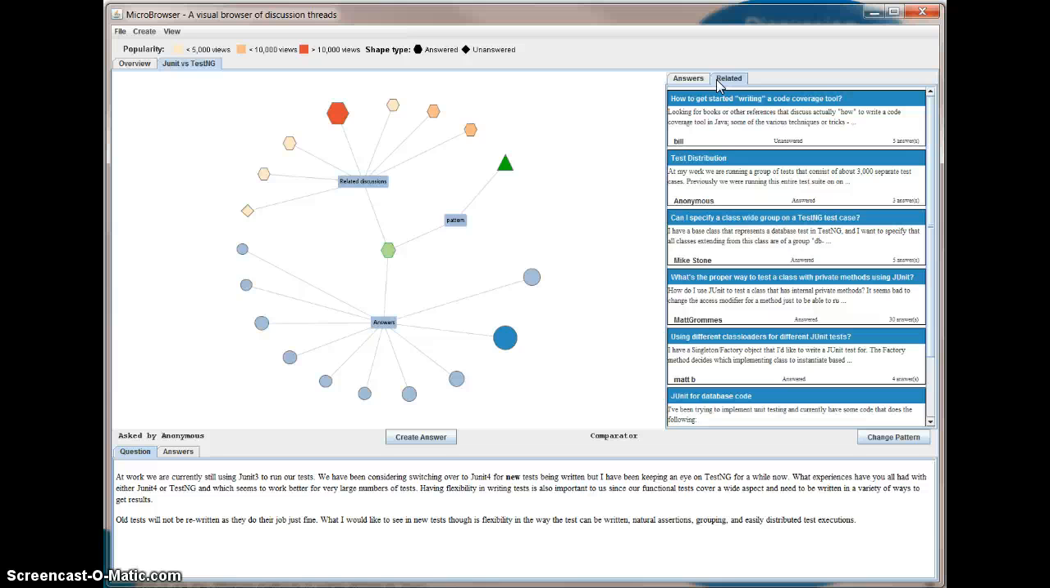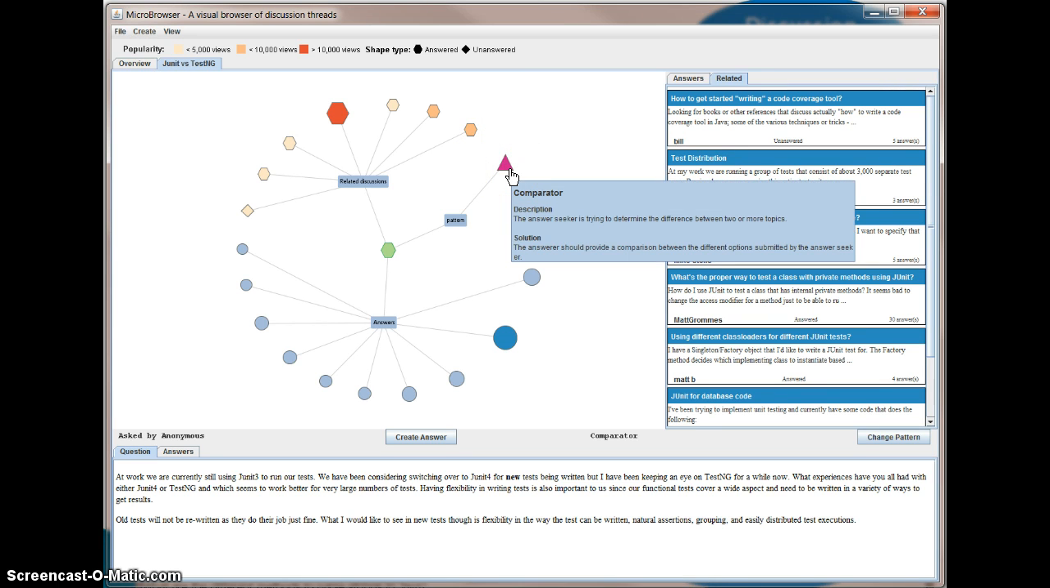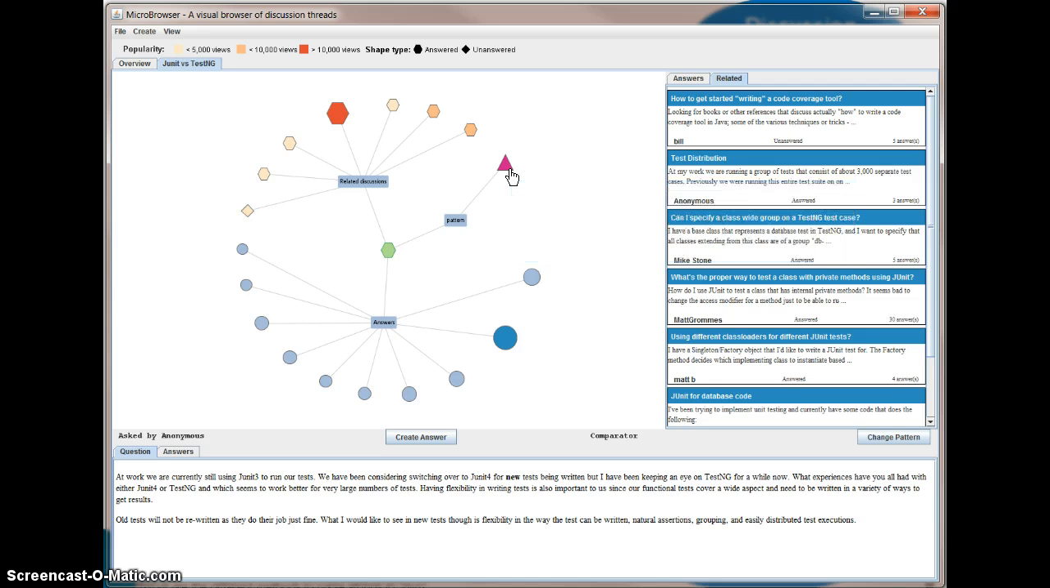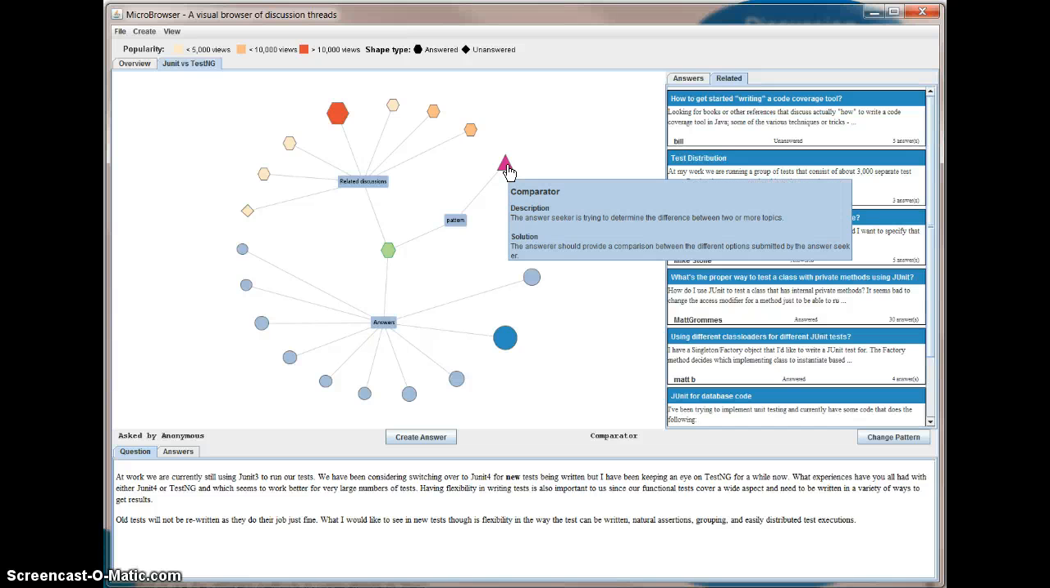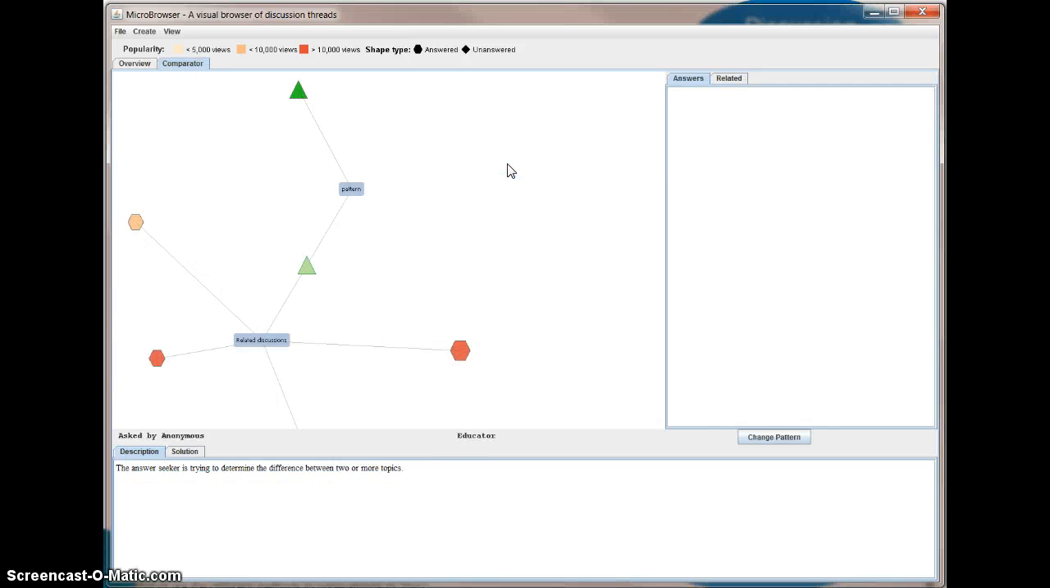We know that the pattern associated with the discussion is called comparator. Mousing over the pattern node, we know that the description of the pattern can lead us to samples of other discussions performing comparison. Thus, we open up the details of the pattern and now we can find other discussions that perform comparisons.